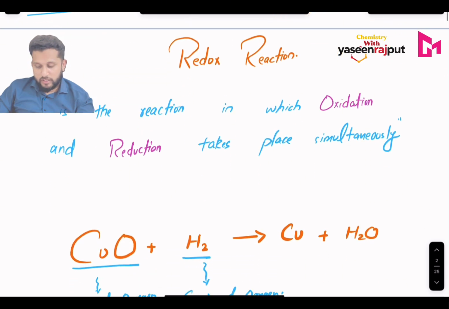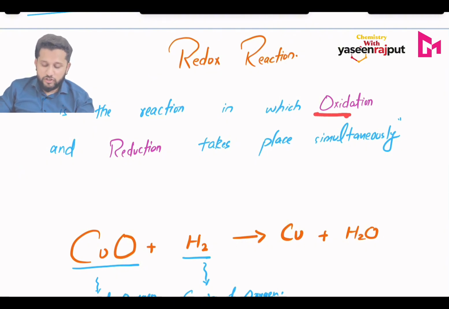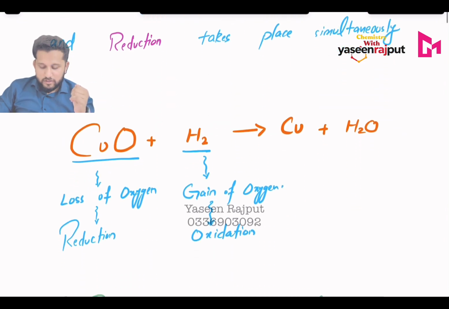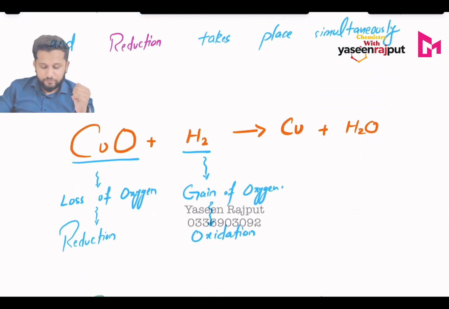Now let's look at the example. Before studying the example, we need to understand what is meant by redox reaction. Redox reaction is the reaction in which oxidation and reduction take place at the same time in the same reaction. I'm going to repeat it again. Redox reaction is the reaction in which oxidation and reduction take place at the same time in the same reaction.